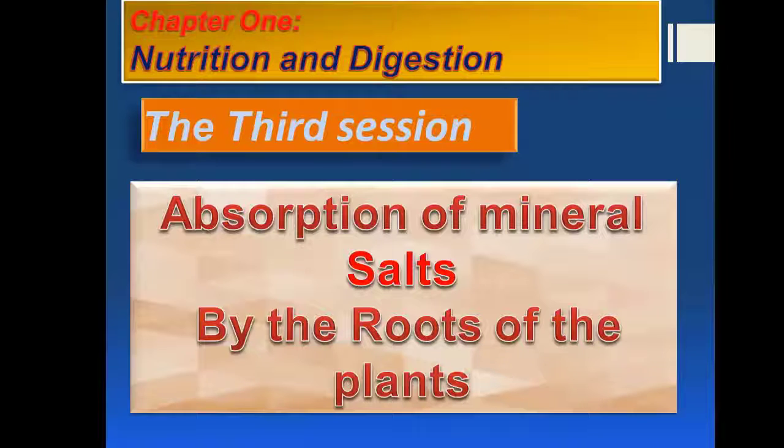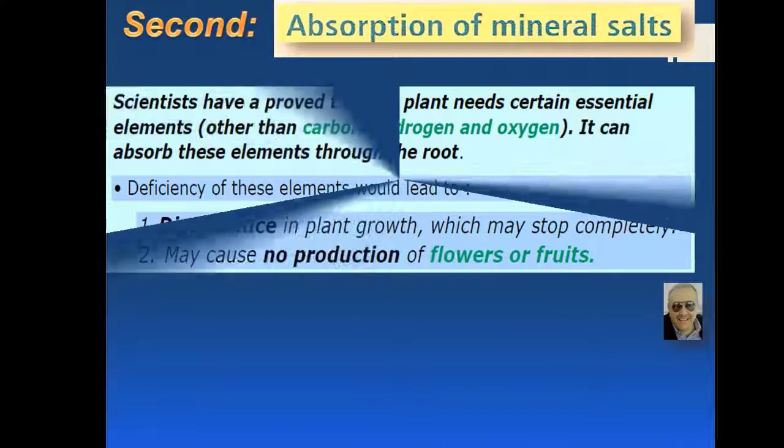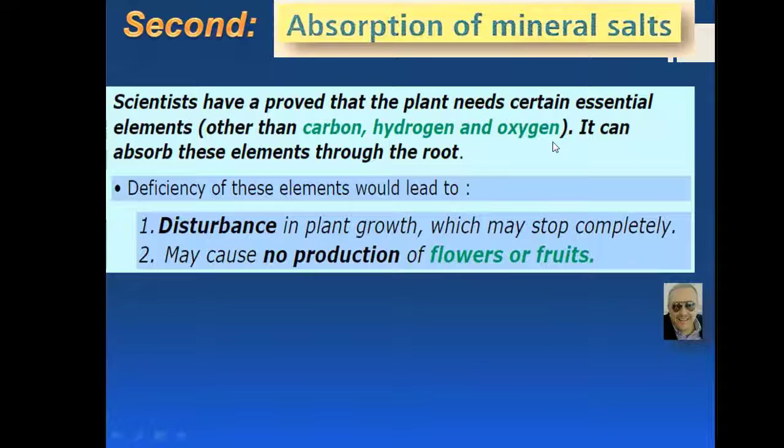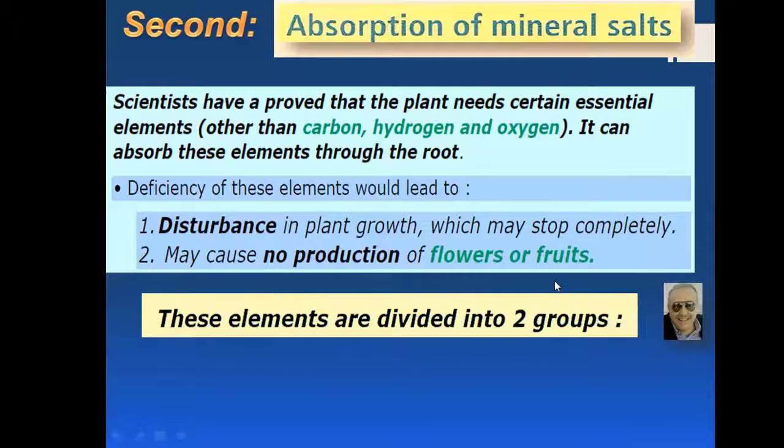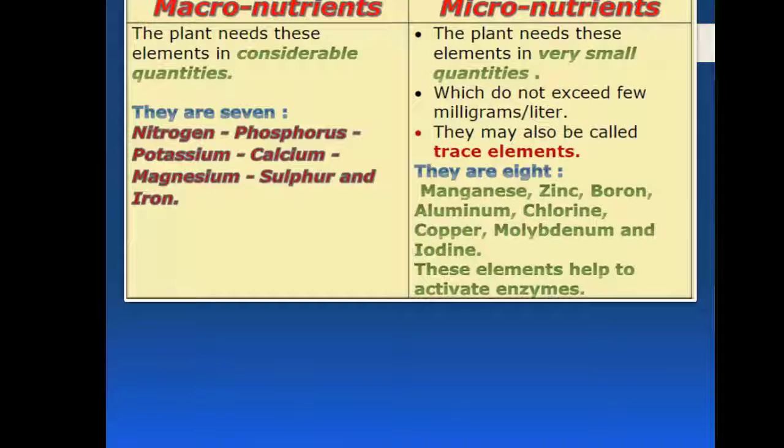So second, the absorption of mineral salts. Scientists have proved that the plant needs certain essential elements other than carbon, hydrogen and oxygen, which are essential for life. It can absorb these elements through the root, but deficiency of these elements would lead to, number 1, disturbance in plant growth, which may stop completely. Number 2, it may cause no production of flowers or fruits. These elements are divided into two groups: macronutrients and micronutrients. So we have to compare between the macronutrients and micronutrients.